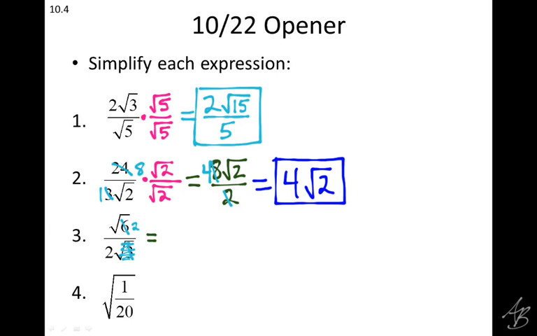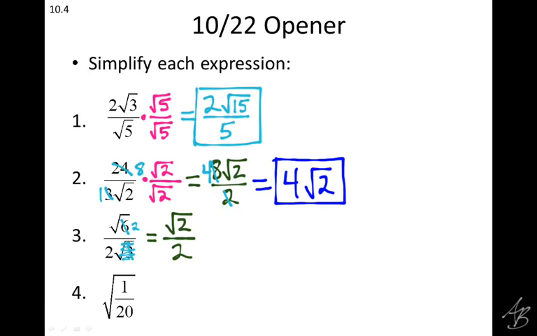It's not 2. It's the square root of 2. Okay, it's important that we remember that that's on the inside. And then on the bottom, what do we have? 2. Can I simplify that? Can I cancel those 2's out?